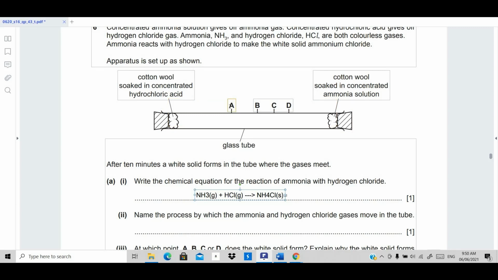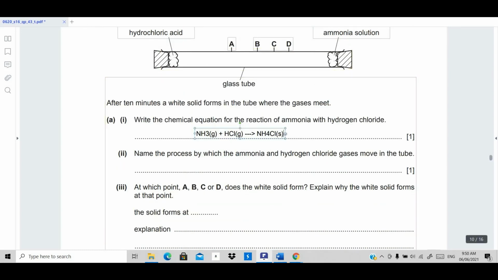This one is going to the left side, this one is going to the right side. So they are moving to a different area, where there is low concentration. So we can say diffusion is occurring. Diffusion.